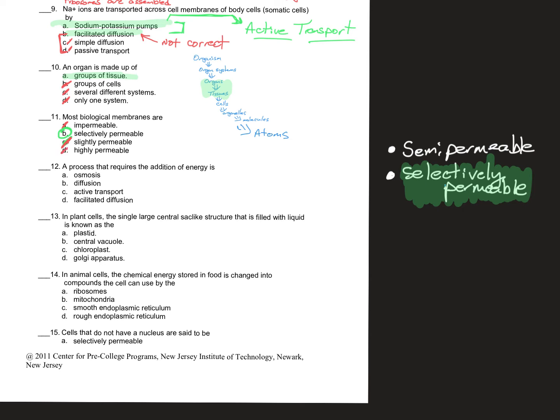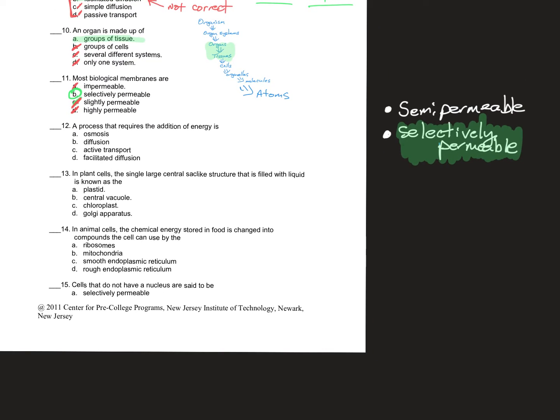Highly permeable is, again, not appropriate. So B is the relatively reasonable answer. A process that requires the addition of energy is active transport.